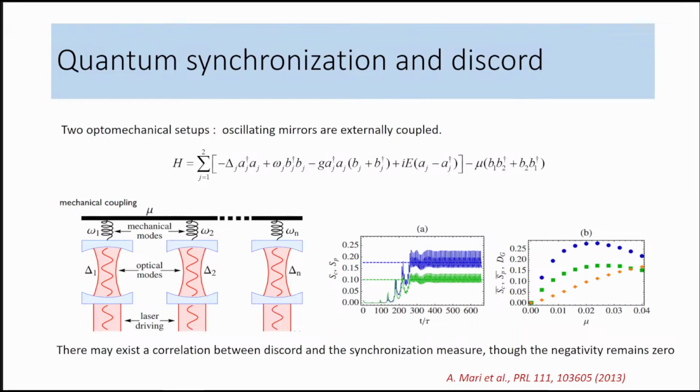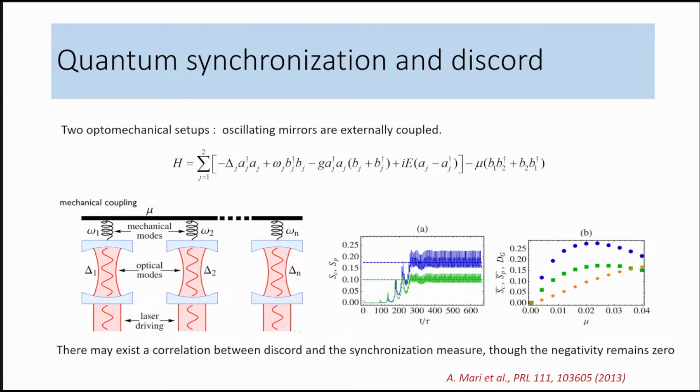If we consider just two of them, then we can see the corresponding Hamiltonian written in this way. So there is a nonlinearity in their position quadrature, and the nonlinearity is proportional to Aj dagger Aj, which is nothing but the energy content in the jth mode of the cavity. And there is a direct coupling between B1 and B2 by an amplitude mu. Okay, this is the model. And in this model, these people have found that complete synchronization does not happen. It takes a value of the order of 0.2 or so, and there is a phase synchronization which is taking a value of the order of 0.1.